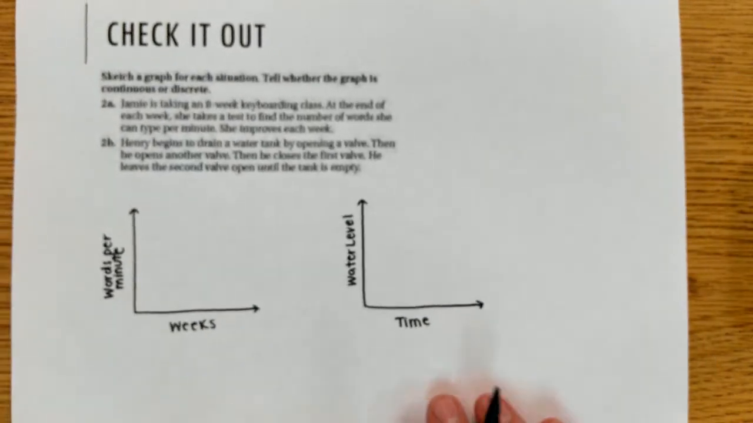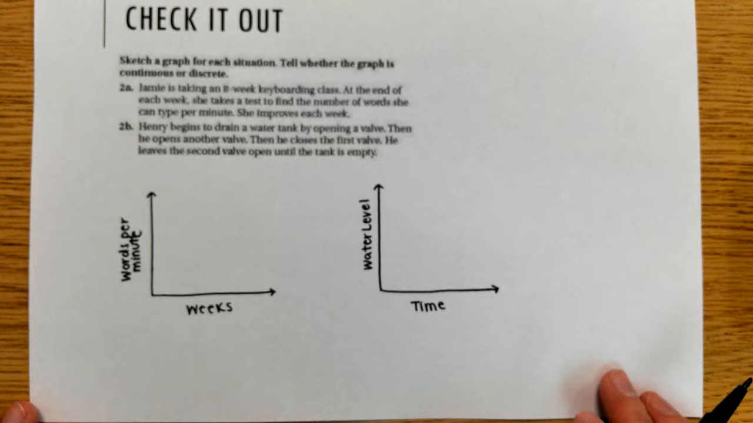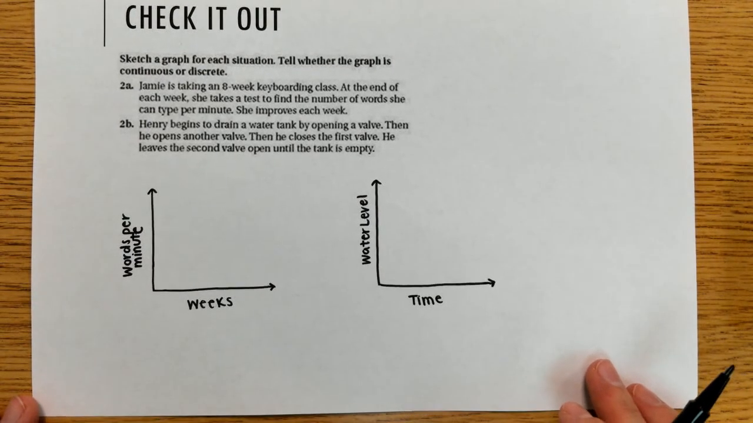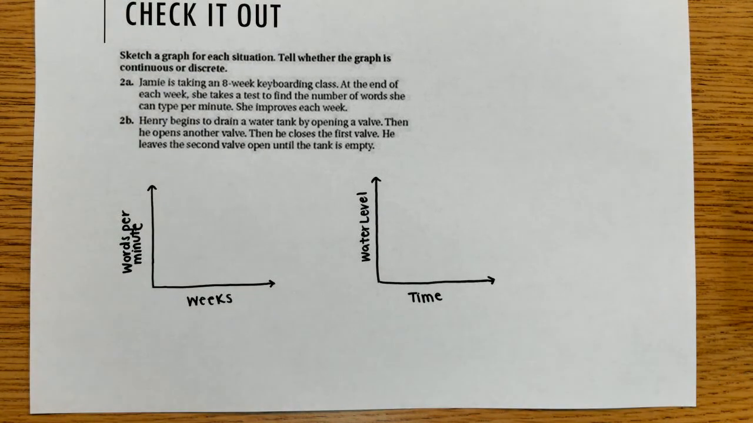There are 2 check it out problems for you to do. So you're going to sketch the graph for each situation and then tell whether the graph is continuous or discrete. So go ahead, take a moment, pause the video, and try these 2 on your own.